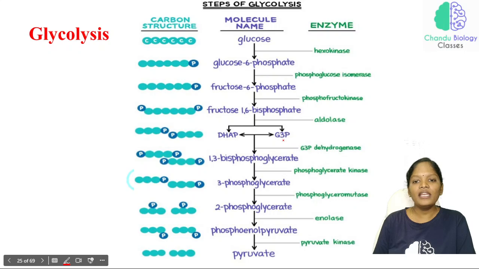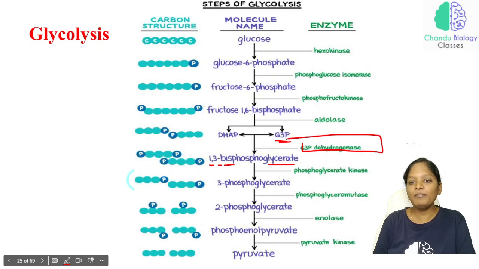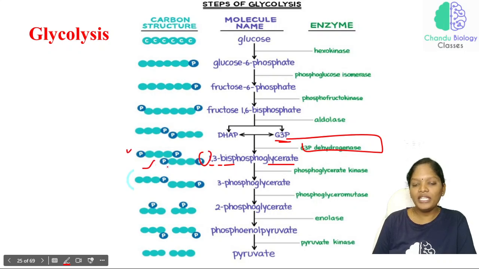Now, see here, glyceraldehyde 3-phosphate will be converted into 1,3-bisphosphoglycerate with the help of G3P dehydrogenase, which means glyceraldehyde 3-phosphate dehydrogenase. At the first carbon they are adding a phosphate group, so that's why it is 1,3-bisphosphoglycerate. Now phosphoglycerate kinase converts 1,3-bisphosphoglycerate into 3-phosphoglycerate.